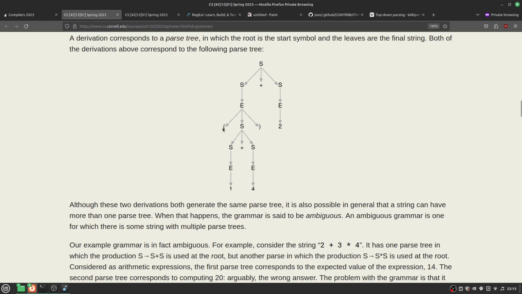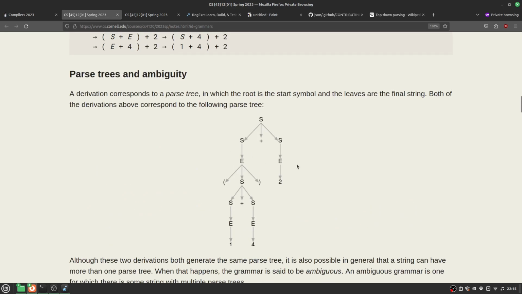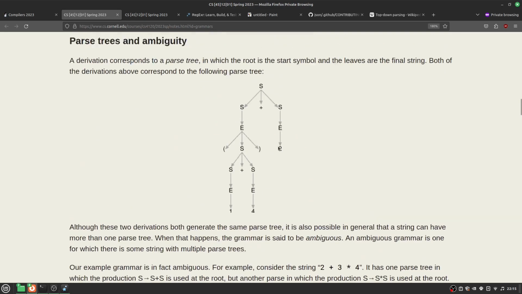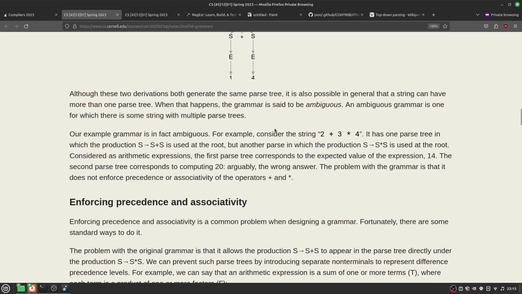Okay, I see how this is like building the syntax. This is really cool. Although these two derivations both generate the same parse tree, it is also possible in general that a string can have more than one parse tree. When that happens, the grammar is said to be ambiguous. I want to see an example, but I guess if S can equal S plus S, but also it can equal S times S, yeah, I don't know. I guess that's what they're getting at.